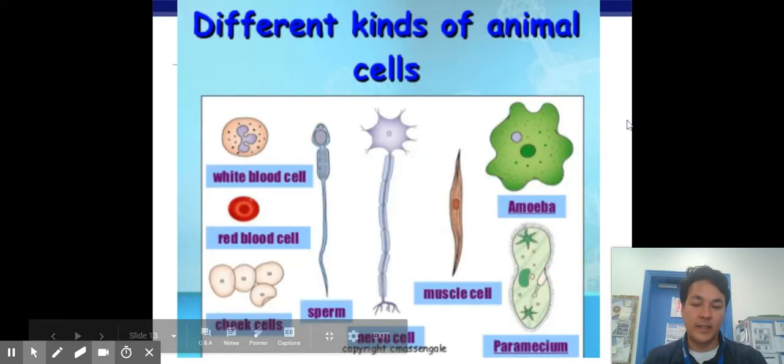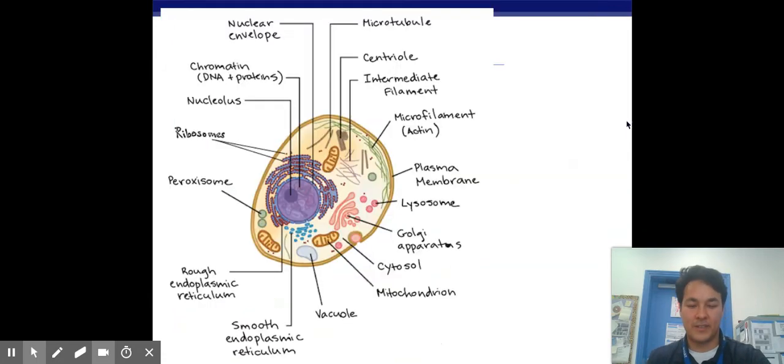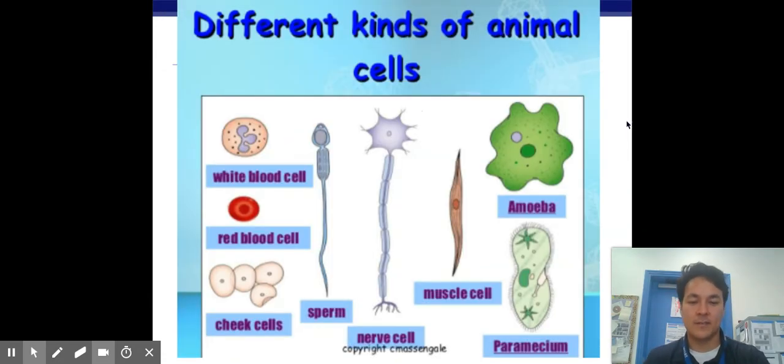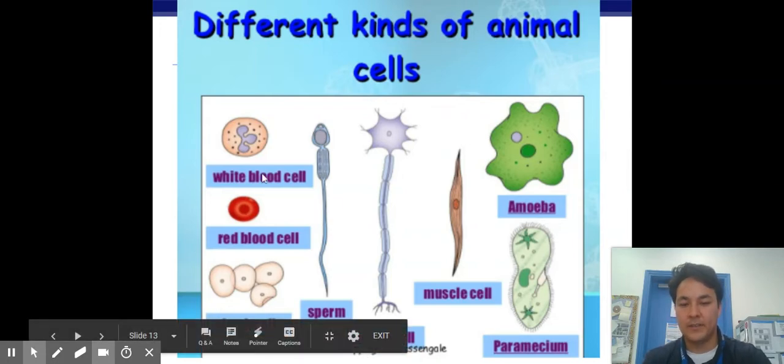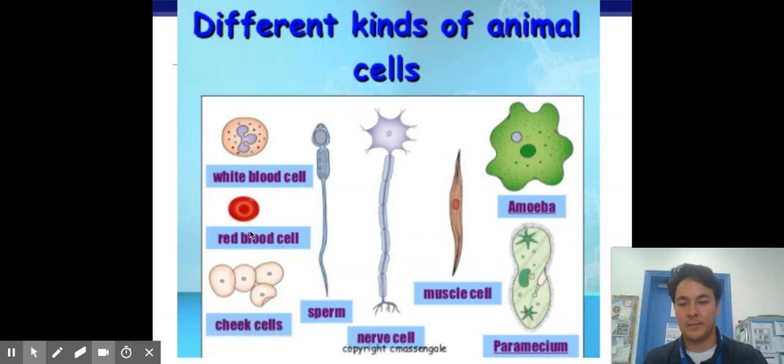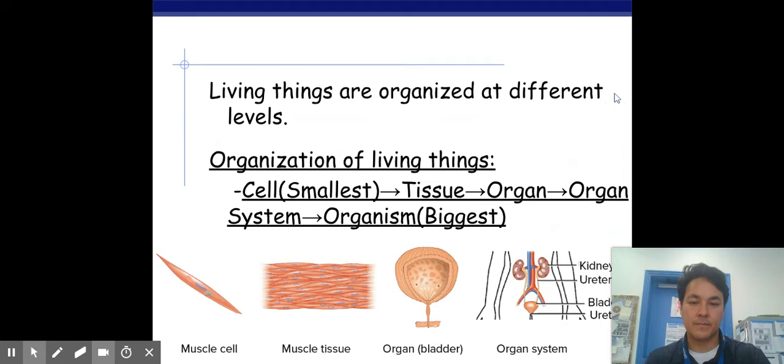Don't think that all cells look like the one I just showed you. Cells have different structures to match their function. These all have a nucleus, except for a red blood cell. They give it up so they can carry more oxygen. In essence, they have the organelles, but they might have different amounts of them or different structures so that they can do different stuff. You're made up of lots of different types of cells to make you unique, and they're organized at different levels.